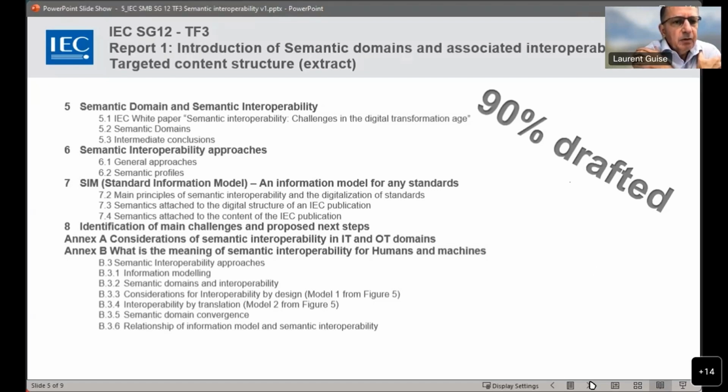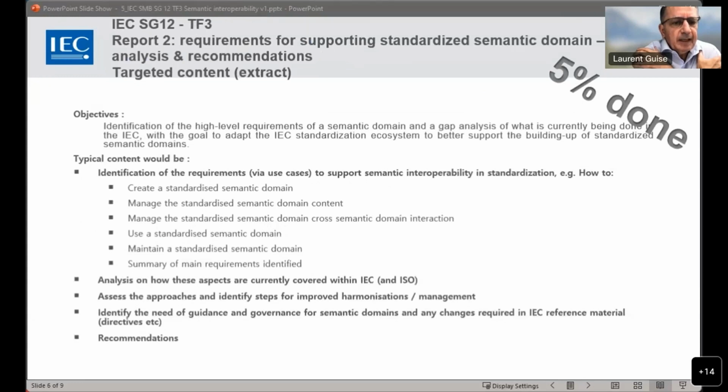The second report that we expect to deliver is a set of recommendations to adapt the standardization ecosystem in order to better support the building up of a standardized semantic domain. Again, it is not a given. Yes, we have already many technical entities which have already produced their standardized semantic domain or namespaces, but they are still facing plenty of issues.